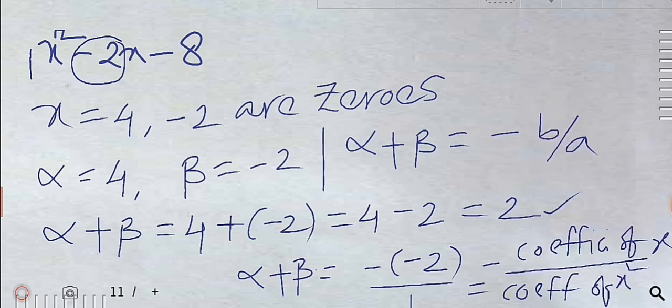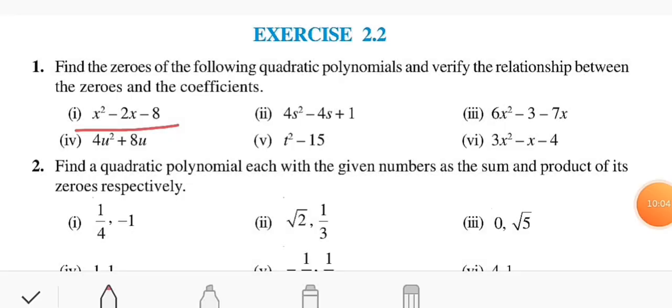Coefficient of x square. This is how we'll find the relation between zeros and the coefficients. I think you are clear with the problem. Let us take one more example so that you can understand more easily. Now let us see the second problem, that is 4s square minus 4s plus 1.